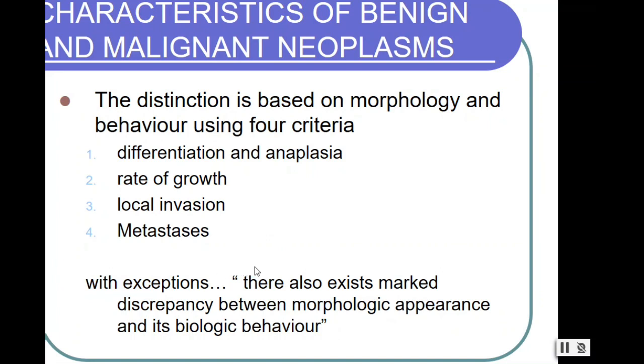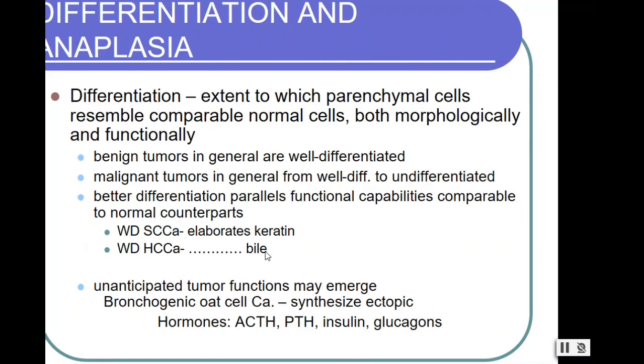With exemption, there also exists a marked discrepancy between morphologic appearance and its behavior. So discuss natin yan mamaya. Let's start to define differentiation. When you say differentiation, it refers to the extent to which parenchymal cells resemble the normal cells. Kagaya na pinakita ko kanina. I showed you the picture of a benign and a malignant.